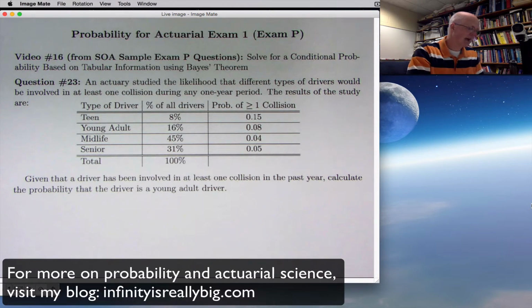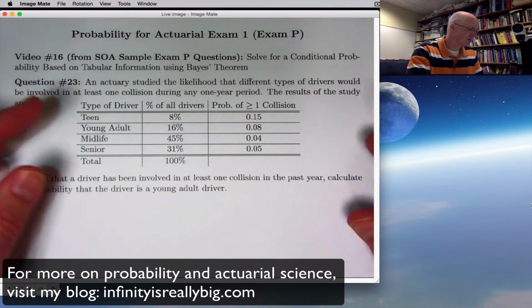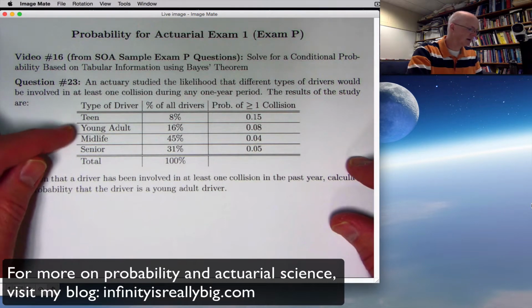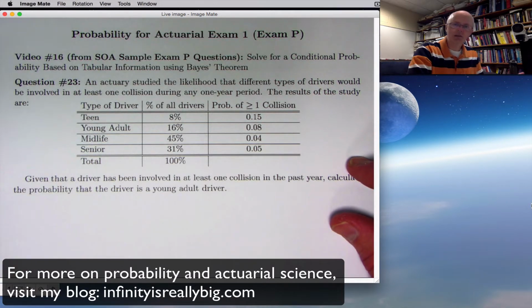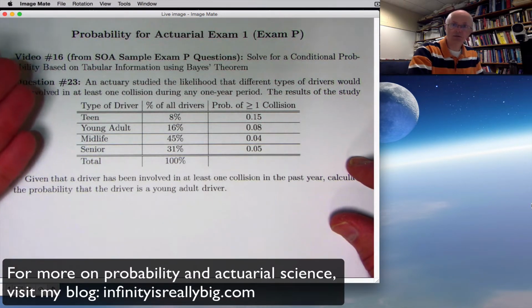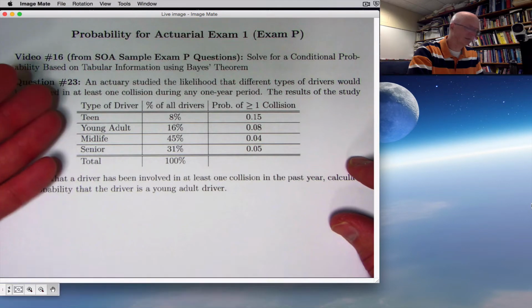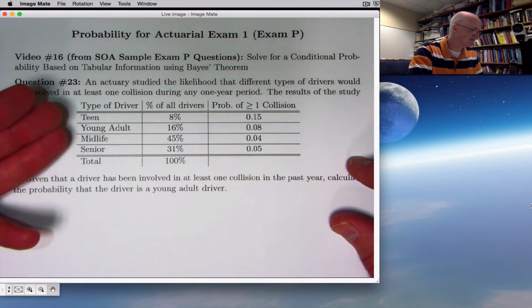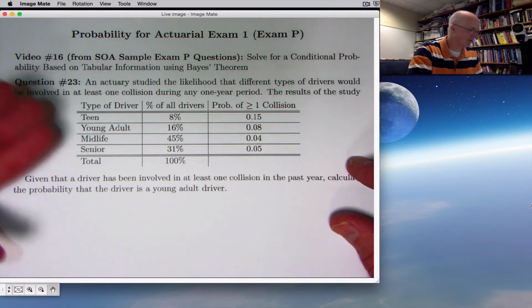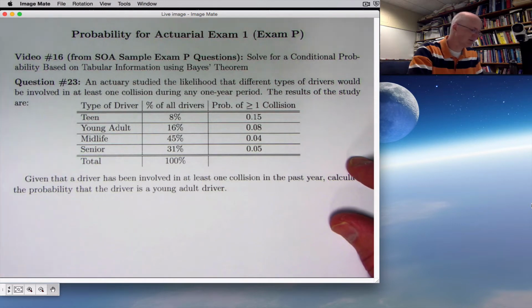So the problem says an actuary studied the likelihood that different types of drivers would be involved in at least one collision during any 1 year period. The results of the study are what is shown in the table. See, first of all, you've got the type of driver: teen, young adult, midlife, senior. They don't give the age ranges, but you might guess that teen would be 16 to 19, say. Young adult would be 20 to 39, perhaps. Midlife would be 40 through 64, and senior would be 65 and above.